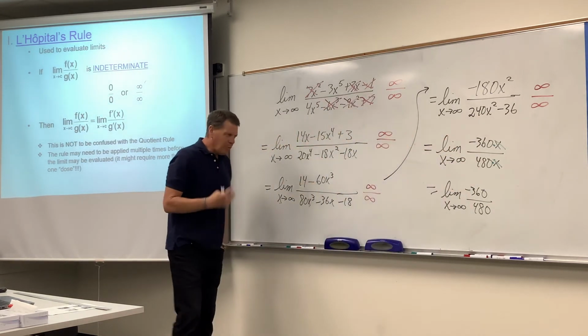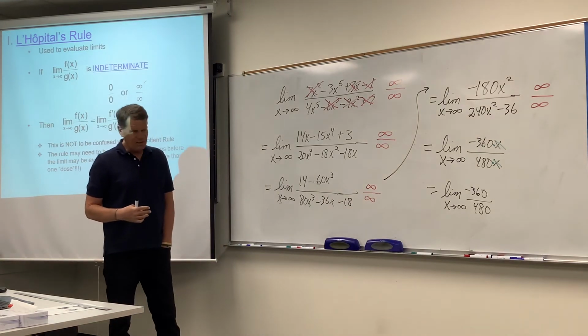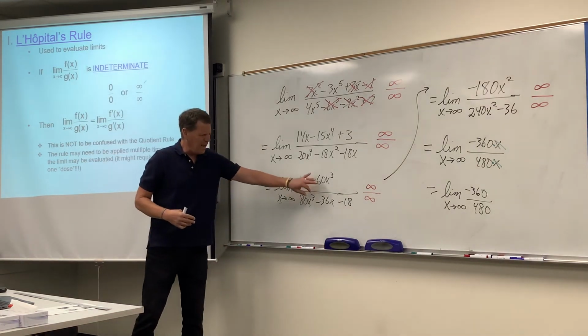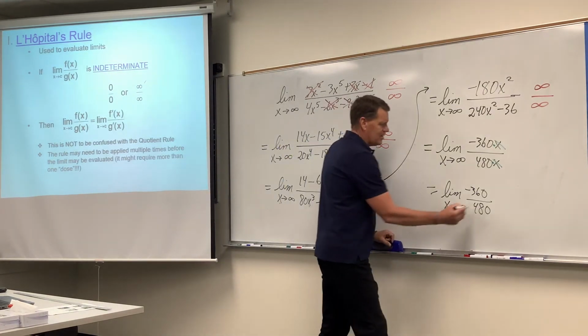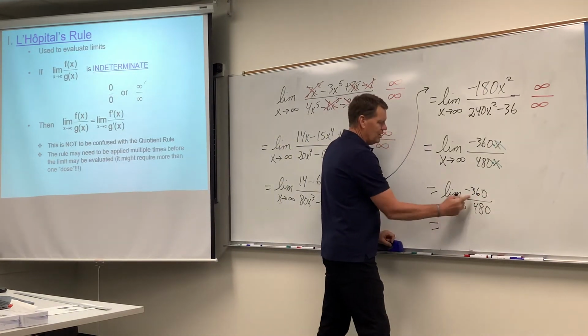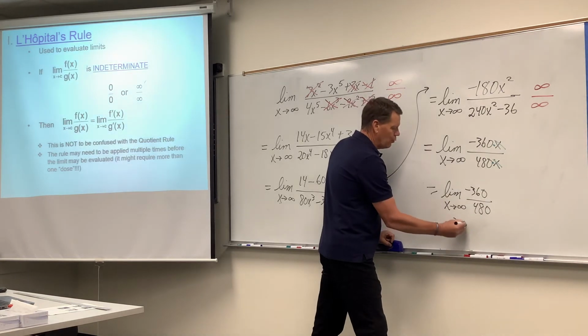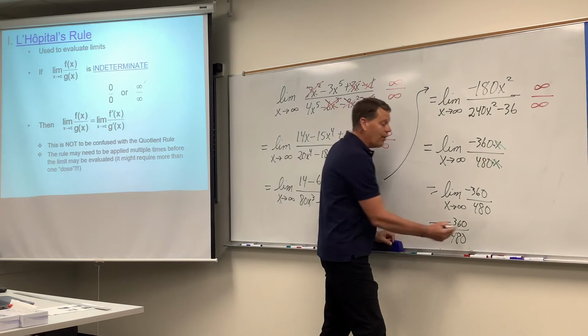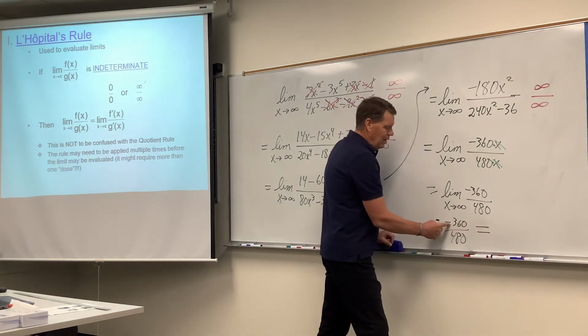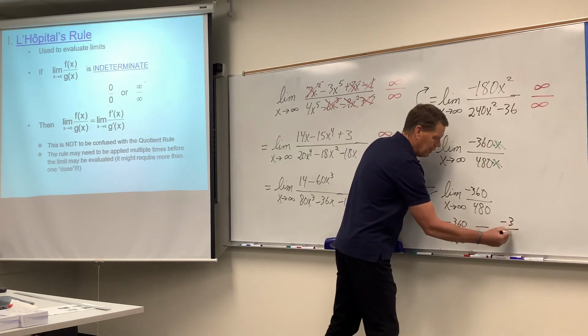Okay. But the point is, if those x's cancel, which they finally did, there was no canceling back here. But the point is, it doesn't matter what x approaches, the fraction negative 360 over 480, that's our limit. Oh, that'll reduce, won't it? Let's see, 120 will go into both those. Negative 3/4.